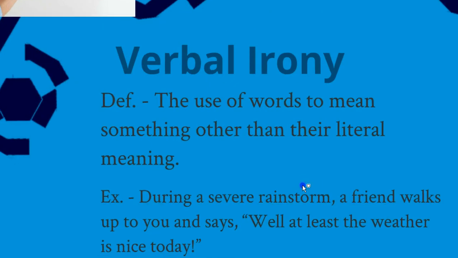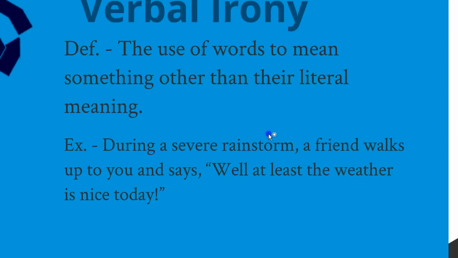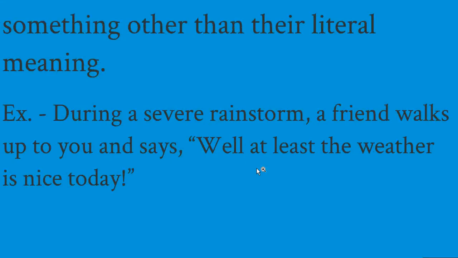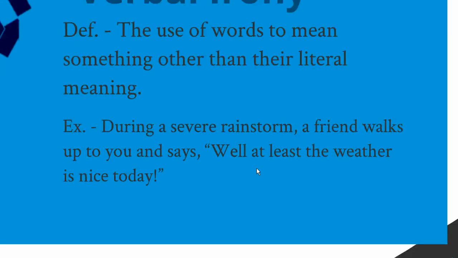So, a lot of times it comes off as sarcastic. Sometimes something could be sarcastic. That doesn't mean that it's necessarily ironic, but a lot of times something ironic might be sarcastic as well. For example, if during a severe rainstorm you're sitting out at the bus stop and you have a friend that walks up to you and says, "Well, at least the weather's nice today." We don't take them literally. We know that they know that the weather is horrible, but because they say that, we get that that's ironic. Saying one thing but meaning the opposite.